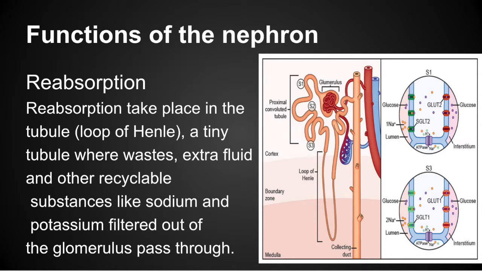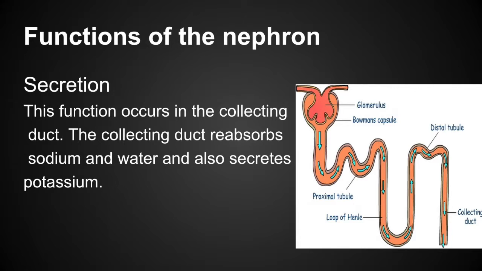The second function of the nephron is reabsorption. Extra fluid and other recyclable substances like sodium salt and potassium filtered out of the glomerulus pass through a tiny tubule known as the loop of Henle. Sodium salts are reabsorbed in the loop of Henle. The third function of the nephron is secretion. This occurs in the collecting duct, where potassium is secreted into the excess fluid and waste.